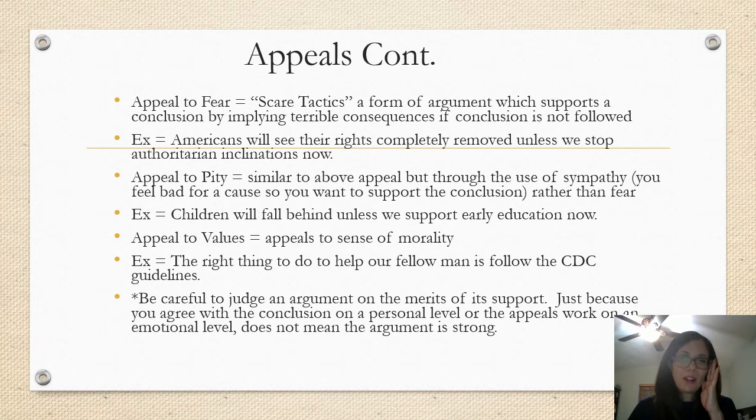Overall, just be careful. Sometimes I'll read an argument and I agree with it. I agree with the conclusion they come to. I like the use of the appeals on an emotional level, but I have to put that aside. That does not make an argument strong just because I agree with where it stands. I have to look at the support, the evidence, the examples, the premises. Are those strong? And that's where I have to overall evaluate an argument.